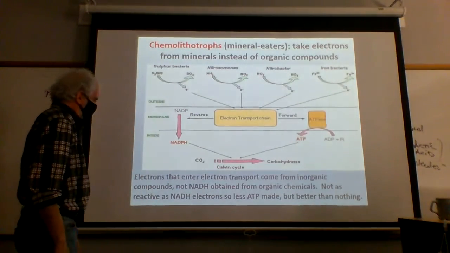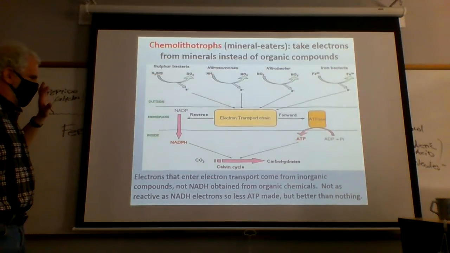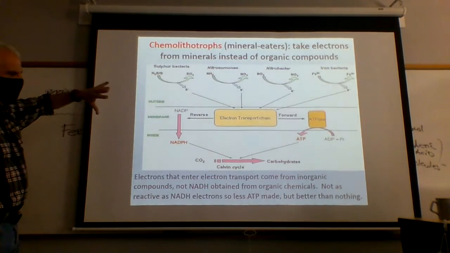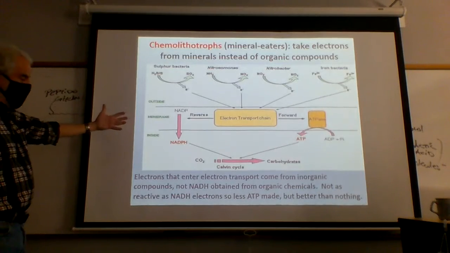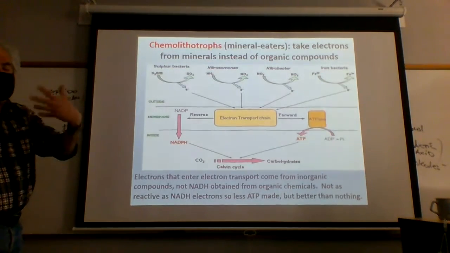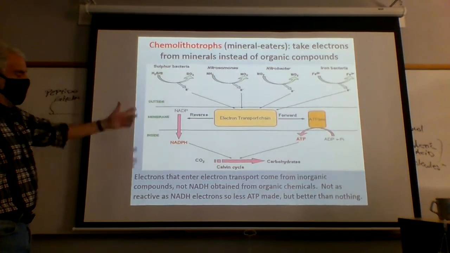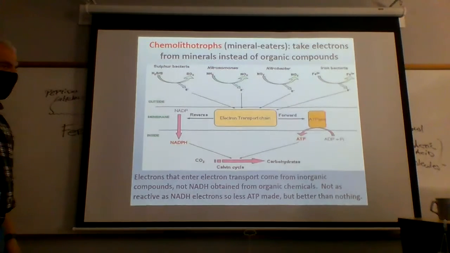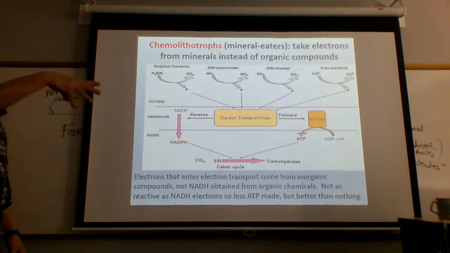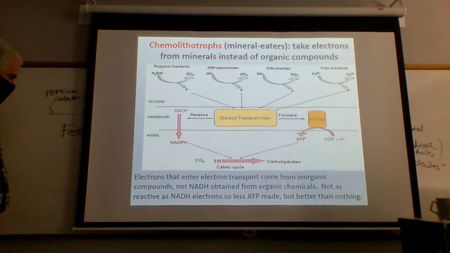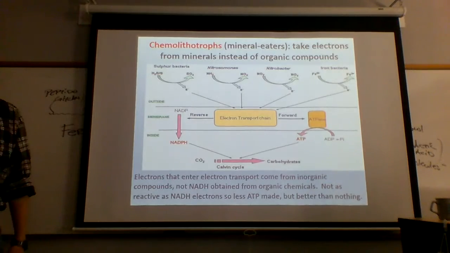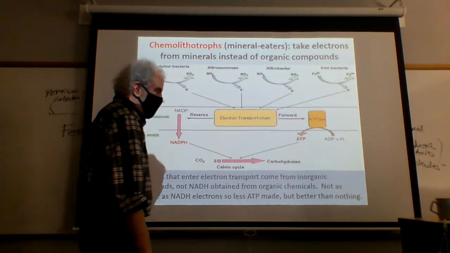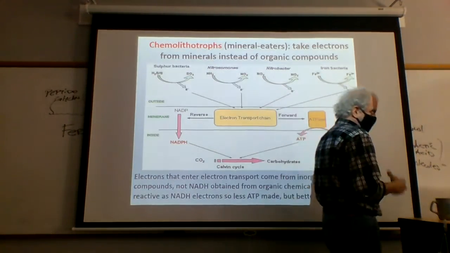So the standard way we do it is electrons are coming in from electron carriers like NADH, or you can actually have electrons coming in from the minerals and the rocks and different compounds that you have sitting around. It's not as effective. You don't make as much ATP, but it does work. It is a really weird way of thinking about extracting energy.